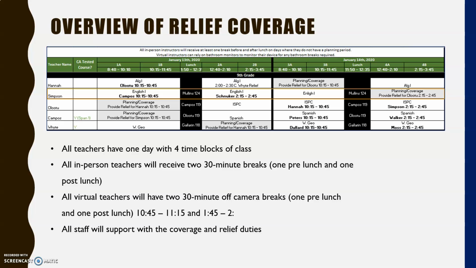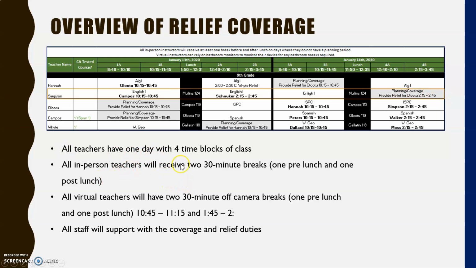The way that you read this particular table is that you would find your name on the left-hand side and then read it to the right. This tells you what course you're in, who your relief person is, and the time. And then when you read down to your planning period, it shows you who you're providing relief for and at what time of day you're expected to be there.